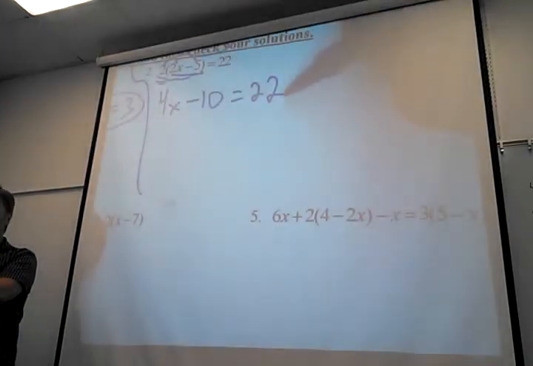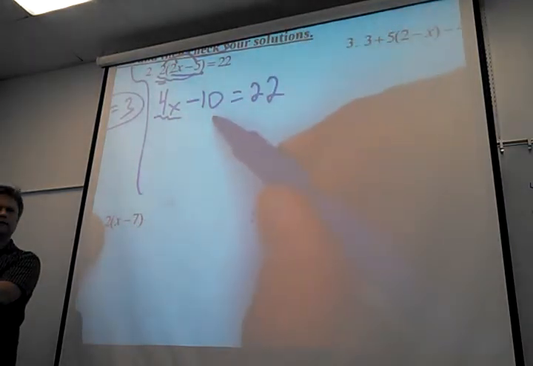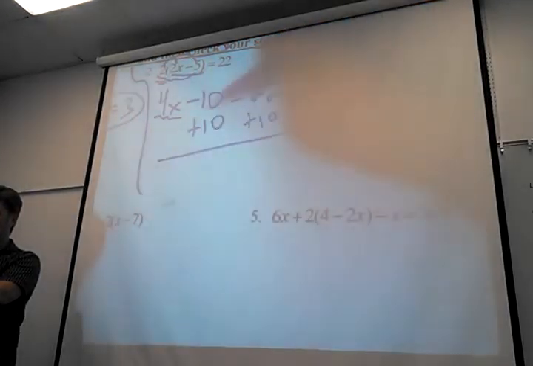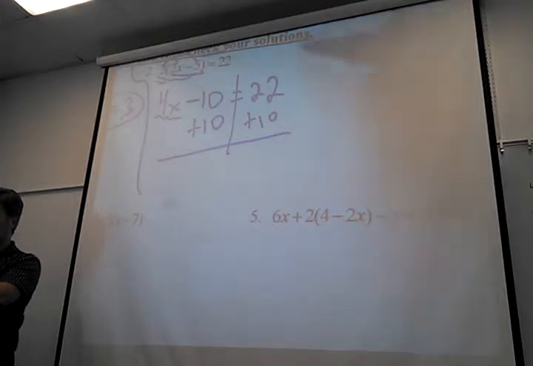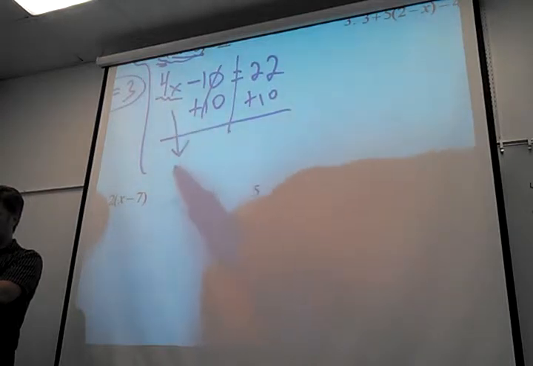So what's in the wrong place still? 10. Good. My x's are together, so I've got to get rid of these minus 10s. Plus 10. Good. The opposite operation is add. Whatever you do to one side, and I like that I see some people drawing a line through so you can see the sides. Good. So what's left alive? 4x.